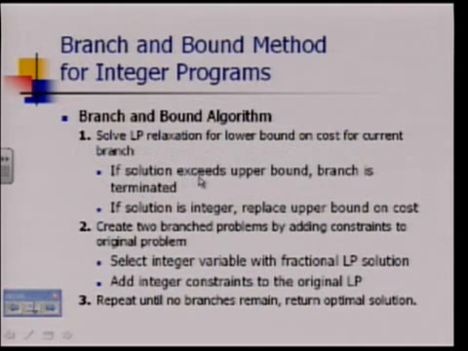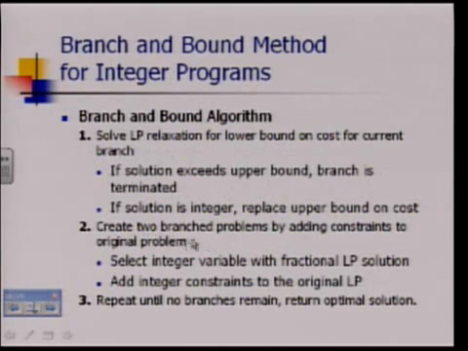And if this solution exceeds the upper bound, then of course you don't need to branch further. And if the solution is integer, then you replace it with the upper bound on the cost. And then this is how you do the branch, and then you place a bound on your branch.